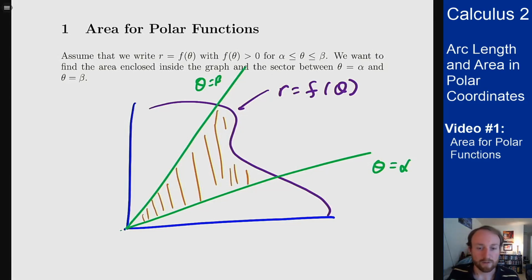If you look at these kinds of regions, and this one in particular, this will be really hard to find by any of our other methods we had so far. This purple graph is not y as a function of x, and the region itself is neither vertically simple nor horizontally simple. This would be a very hard region to try to find the area of using normal Cartesian coordinates and normal techniques. That's why these polar functions help us out a lot, because they let us do this area without too much complication.